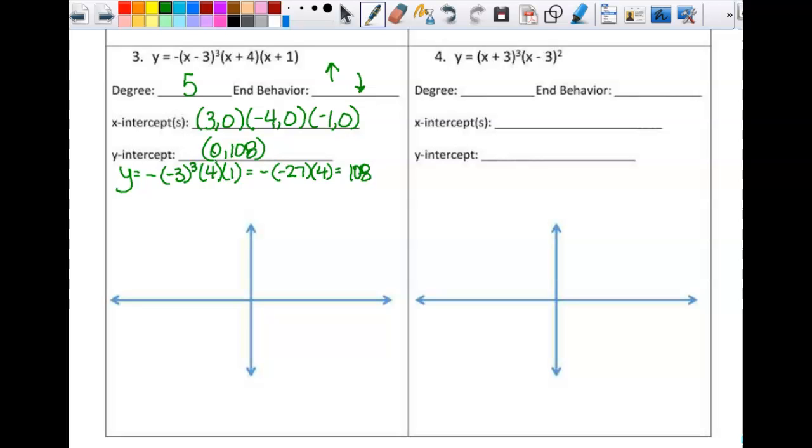Okay, so that's what I got on this stuff here. We've got the degree is 5. Do we all agree with that? Yes? Okay. Then end behavior, since that was negative, it'll be up, down. We all good with that? Yes? Okay. My x-intercepts and then my y-intercept, which is where the biggest mistakes come in because that's where you have to do some arithmetic.